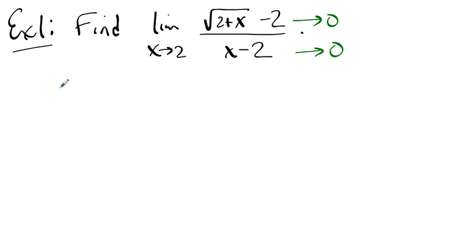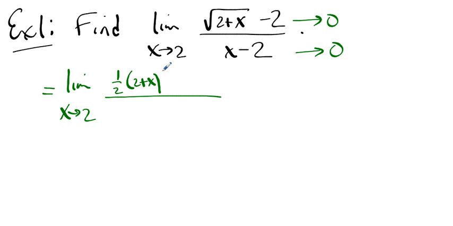But L'Hopital's rule says that this limit is the same as the limit as x approaches 2 of the derivative of the numerator over the derivative of the denominator. I'll do the derivative of the numerator. That's 1/2 times this to the negative 1/2 times 1, but that's not relevant. You do the derivative of the bottom. Anyone? Anyone? Good. Okay. So there.